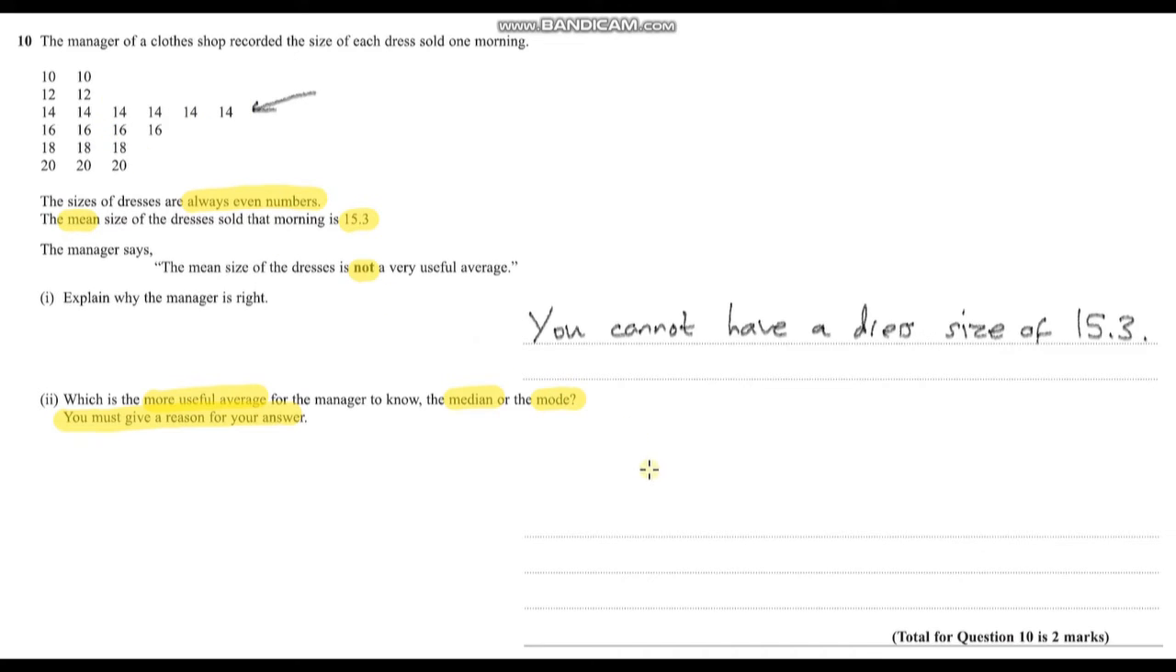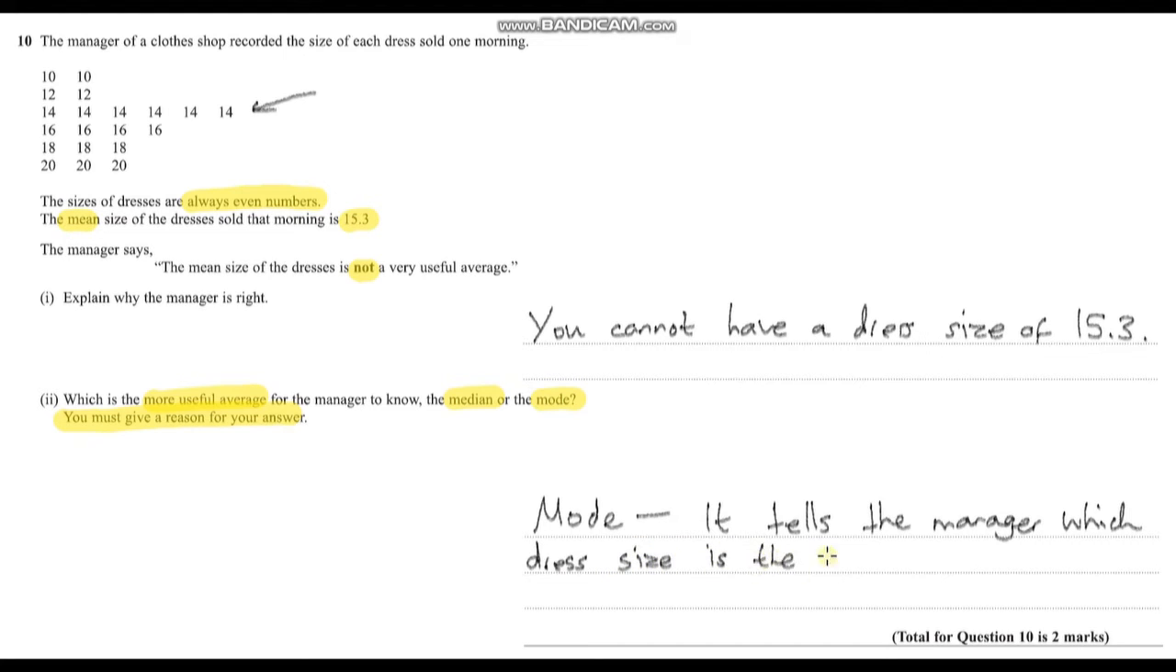So out of those two, which one would be the more useful for the manager to know about? Well, it would be the mode. The mode is the most useful because it tells us what dress size is the most popular. So let's write that down. It tells the manager which dress size is the most popular, which is obviously really important for him. He wants to know this sort of information so that he can order more size 14 dresses, if they're the most popular. So definitely the mode.